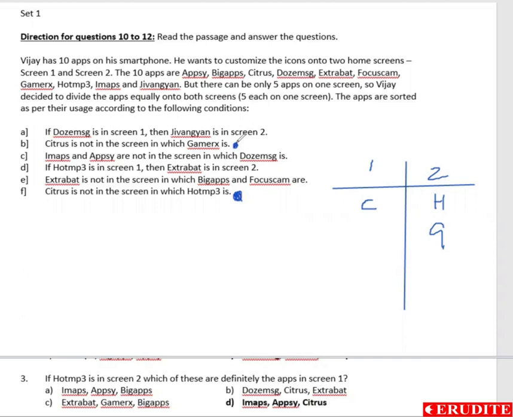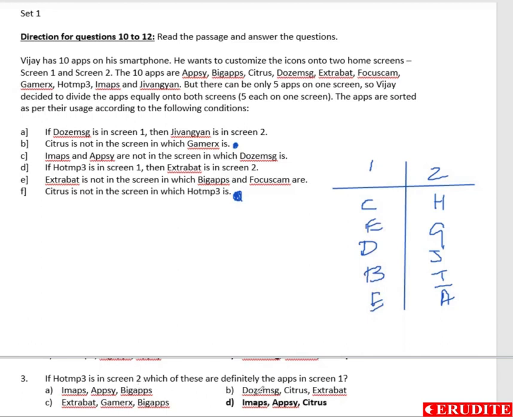Now B is in 1. J is in 2. So let me put D here. So J is in 2. If D is in 1, J is in 2, and D is not with I and A. So I and A here. So what is left? B here, E here, F here.